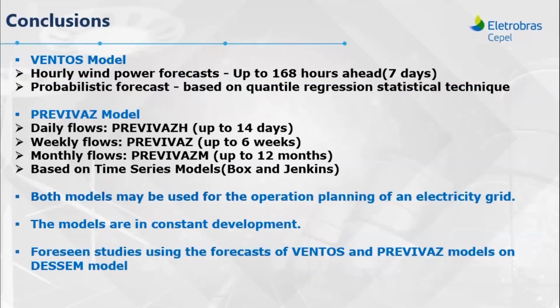So this is our conclusion. The Ventus model provides hourly wind power forecast up to 7 days ahead, which also is a probability forecast and is based on the quantile regression technique. The prerevised model is based on the Box-Jenkins time series model and provides daily, weekly, and monthly stream flow forecast. Okay, this is important. Both models may be used for the operation plan of electricity grid.